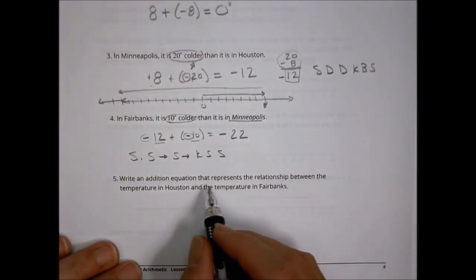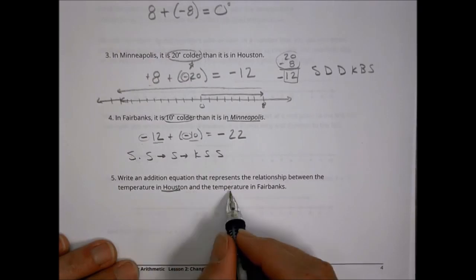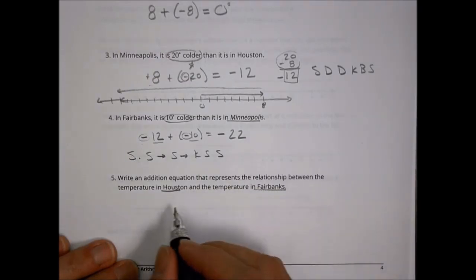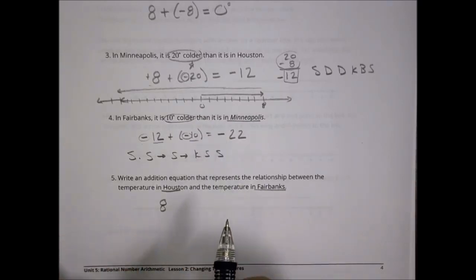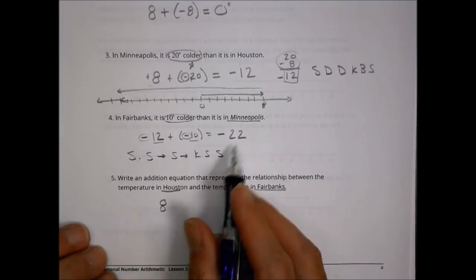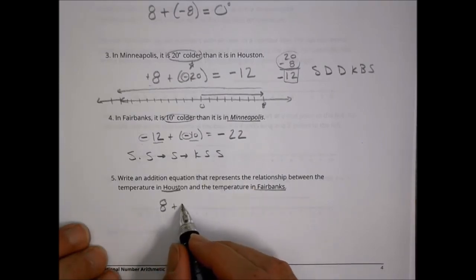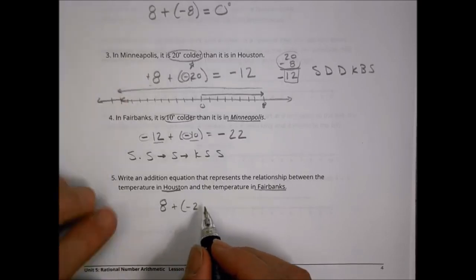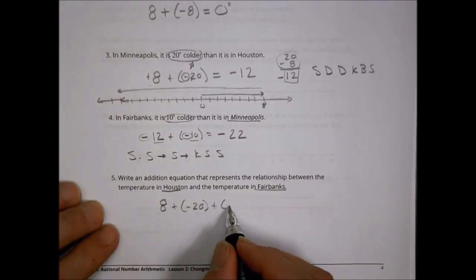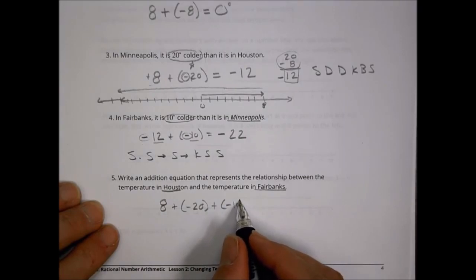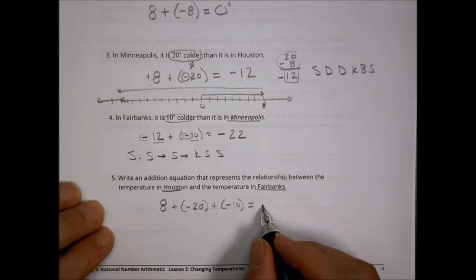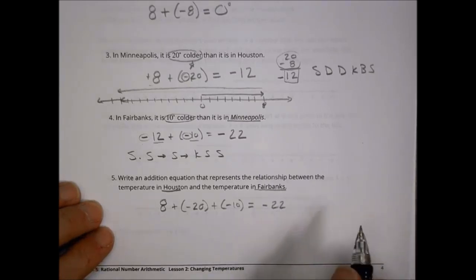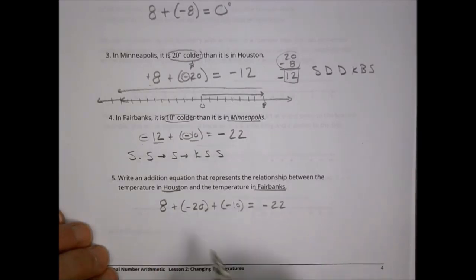Write an addition equation that represents the relationship between the temperature in Houston and the temperature in Fairbanks. Okay, so Houston starts off at 8 degrees, right? And Fairbanks is going to get down to a negative 30. Well, the way we got 22, the way we got there is we said, well, this was taking the negative 12 degrees of Minneapolis and then adding another negative 10 degrees colder than Minneapolis is what Fairbanks is going to be. And that's how you end up getting down to negative 22 degrees. So negative 30 plus an 8 ends up being negative 22. And that's the idea there.